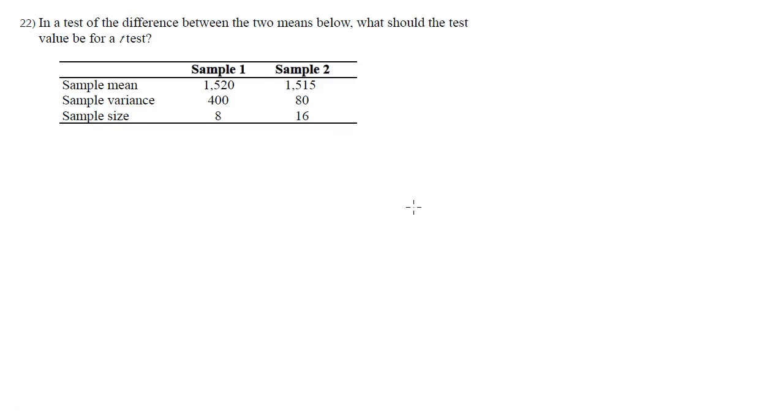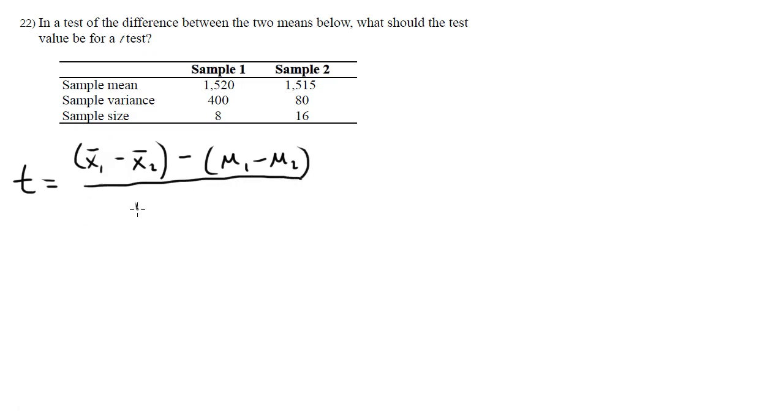So I'll do 22 and 23 together, just because I want to. So in a test of the difference between two means below, what should the test value be for a t-test? And when they're talking about the test value for a t-test, they're talking about this formula. x1 bar minus x2 bar minus the difference in the means over the square root of s1 squared divided by n1 plus s2 squared divided by n2.